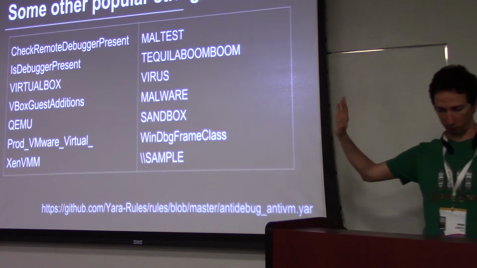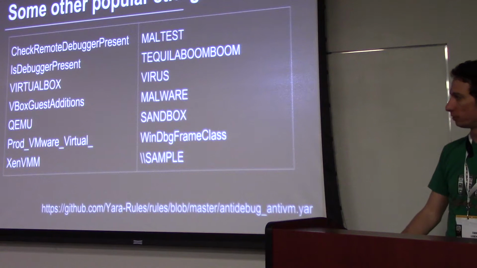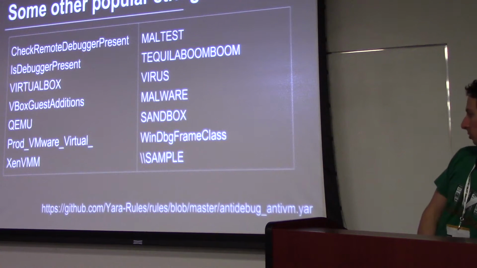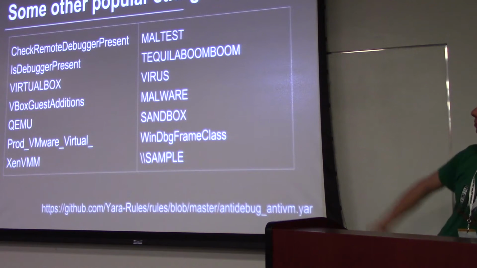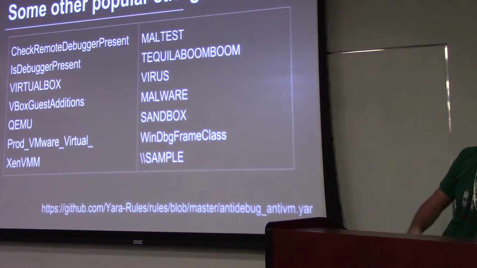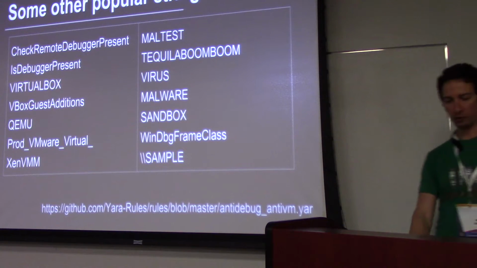There are a lot of other things that you can look for. There are YARA signatures you can download and run to see if you are running in any of these environments. Some of these are pretty arbitrary. I mean, Tequila Boom Boom, I don't know how that relates to malware analysis, but apparently someone used that as their username. Malware started to look for it, and now it's part of this giant signature base for detecting an analyst who is doing malware analysis. So there's a bunch of things like that.